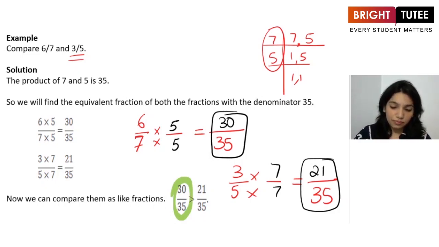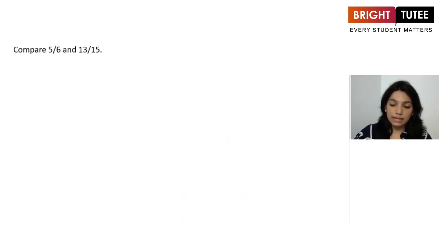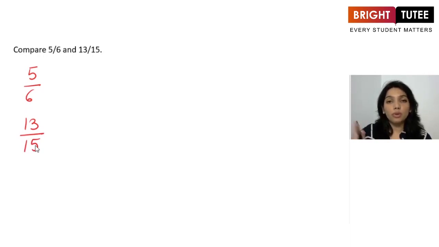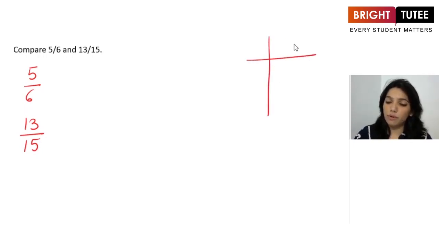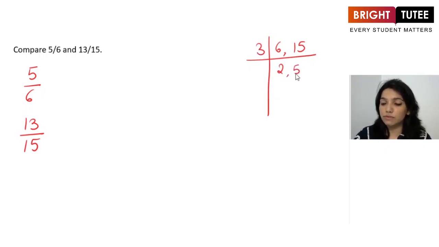So now, let's move to this question. Let us see how we can compare these two fractions. Here it is 5 over 6 and here it is 13 over 15. Rather than working out all the fractions that are equivalent, let us just simply find the LCM of 6 and 15. Let us do it here formally. This is a 6, this is a 15. So 6 and 15, they both are divisible by 3. Is that right? So 3 goes into 6 2 times and 3 goes into 15 5 times. Now 2 goes into 2 once and 5 goes into 5 once.